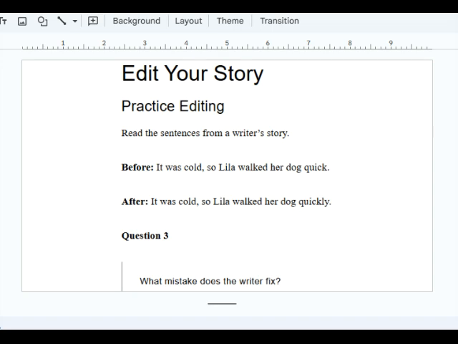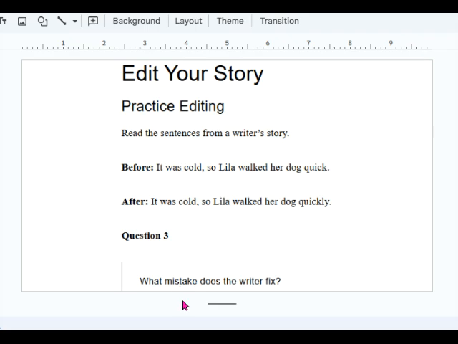Practice editing. Read the sentences from a writer's story. This is what they have first. It was cold, so Leela walked her dog quick. That doesn't sound quite right. After, they made a correction. They edited. It was cold, so Leela walked her dog quickly.